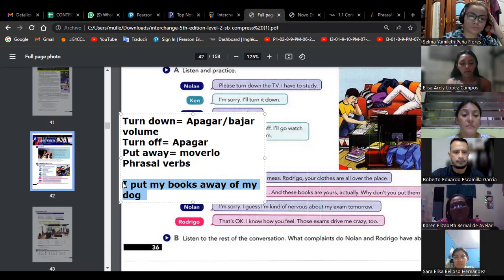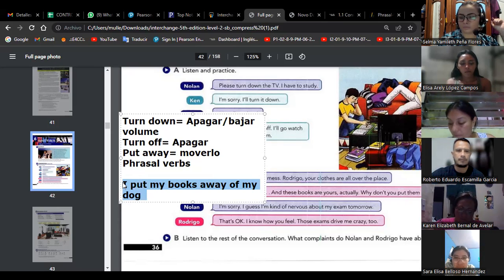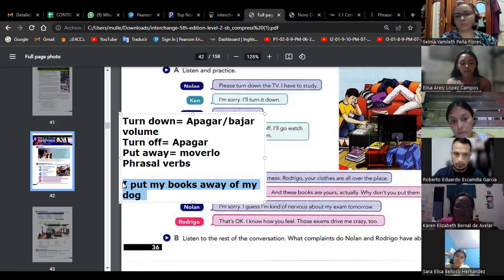Now you have 30 seconds. Write your example in your notebook and tell me, what is your example using turn down, turn it off, or put it away, please? Give me one example using one verb, please. 30 seconds, one sentence, go. One sentence, using the phrasal verbs, please.